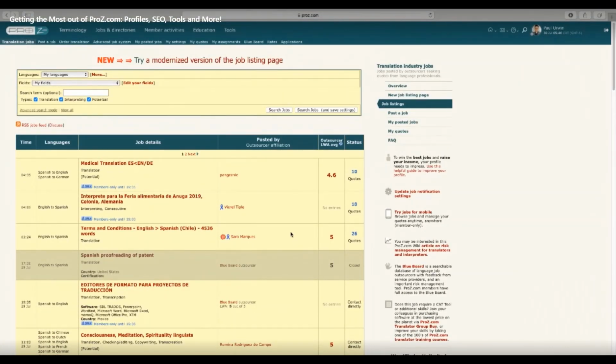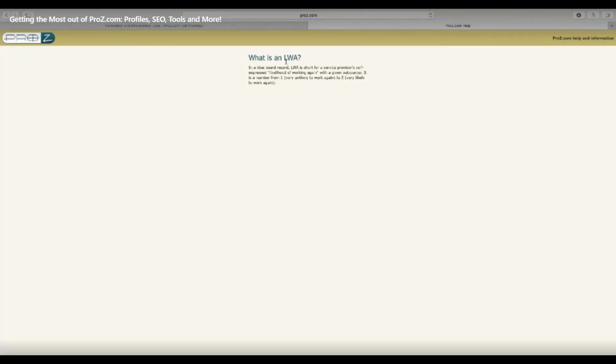One of the things that I really love about the Proz.com platform is that there's so much information. Not only is there so much information here, there are also many instructions available on the platform as well. So just try and click on different parts of the website, and you'll find more information. For example, if you didn't know what this means, then you just click on this little question mark here, and it will take you to the explanation. What is a LWA? In a Blue Board record, LWA is short for Service Provider's Self-Expressed Likelihood of Working Again with a Given Outsourcer. So that's the service provider's likelihood of working with an outsourcer.